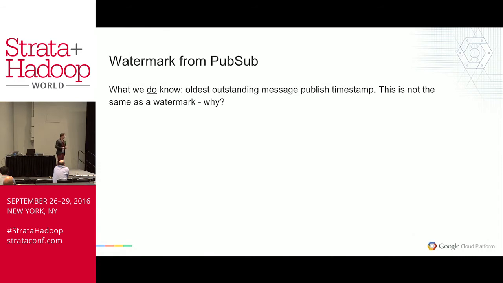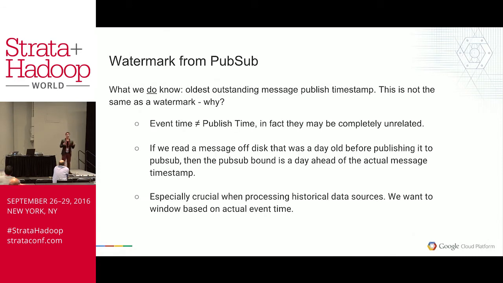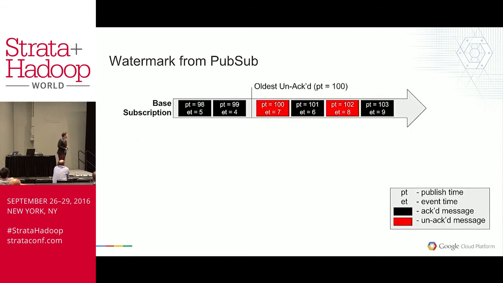For example, if you're reading from a historical source, that timestamp will have nothing to do with the timestamp of the actual message that's being ingested by PubSub. So how do we use this timestamp in order to establish a watermark? Well, imagine you have a stream that you're consuming from PubSub. Messages on this stream have two timestamps. They have the publish time and an event time that PubSub doesn't know about.